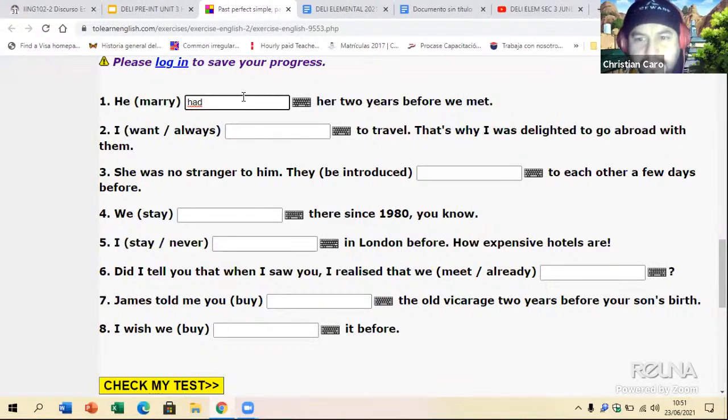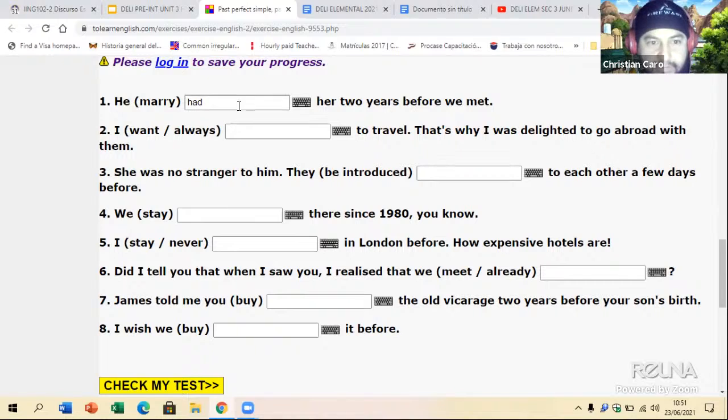Ok. Para construir el past perfect simple or past perfect continuous, the first thing is had, so the auxiliary verb. Then we need a verb in the past participle, right? Sí o sí, siempre después de un had va un past participle. Ahora tenemos que decir si es un continuous o simple. Ya, si es continuous, va con ing. Si es simple, no va con ing, right?